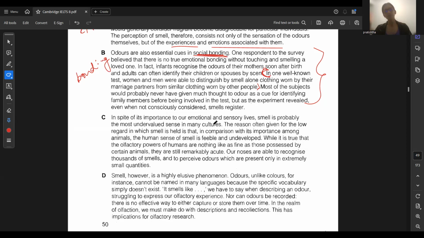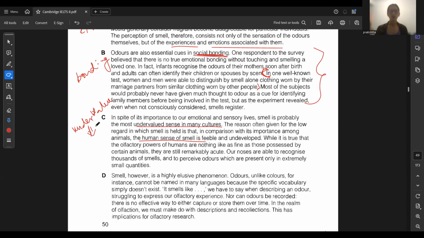In spite of its importance to our emotional and sensory life, smell is probably the most undervalued sense in many cultures, right? So we will say undervalued. The reason often given for the low regard in which smell is held is that, in comparison with its importance among animals, the human sense of smell is feeble and underdeveloped, right? So, undervalued is because it's underdeveloped.